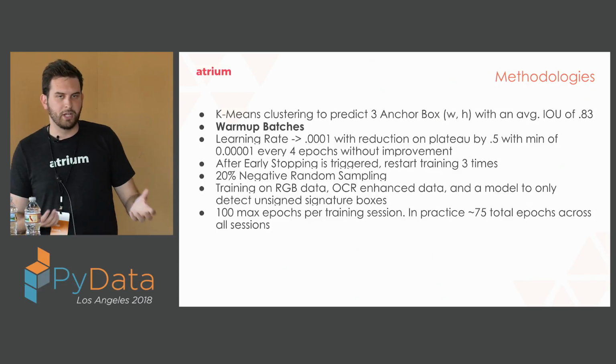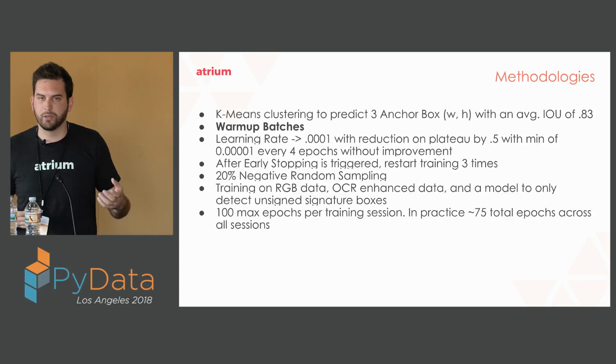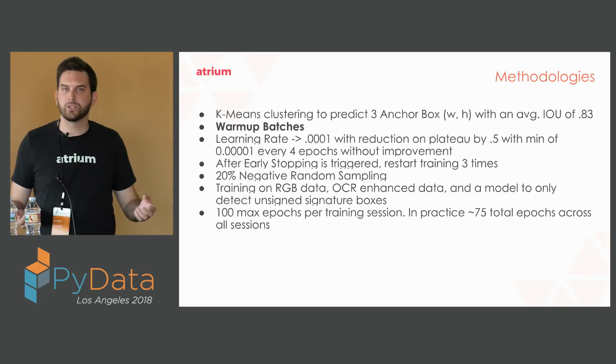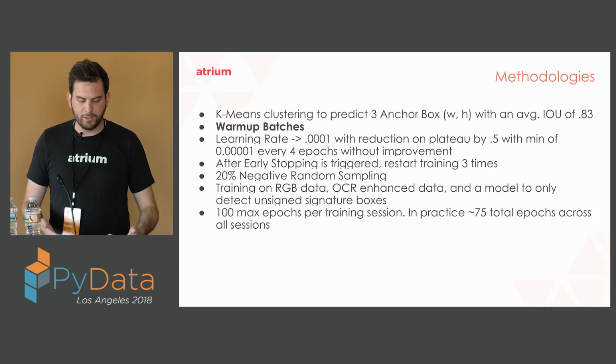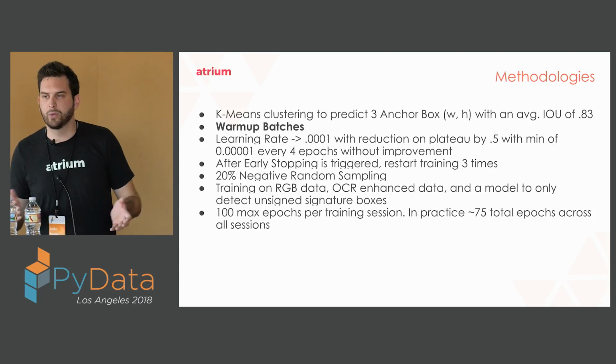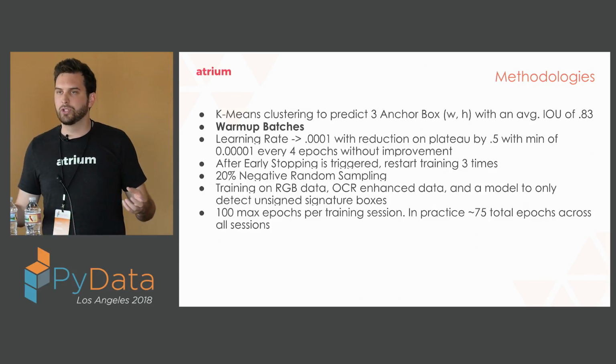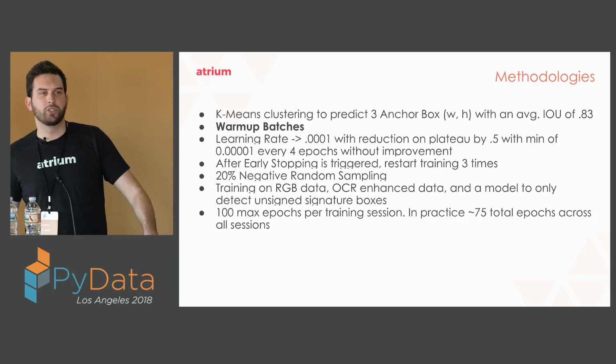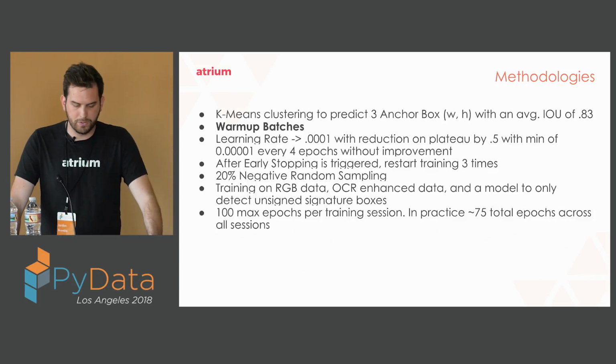What we've found this does in practice is it allows the network to explore the loss surface in a more nuanced way. The other thing that we do is we've experimented with between 10 and 20% negative sampling. So we try to include a few images in the batch that don't have any detections at all, just to see how that affects the results.